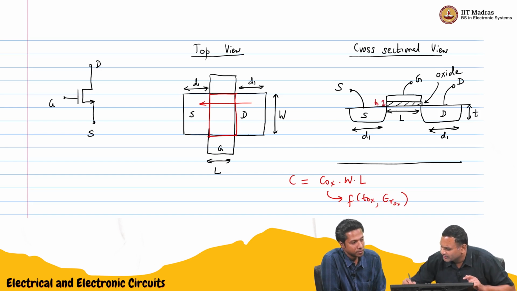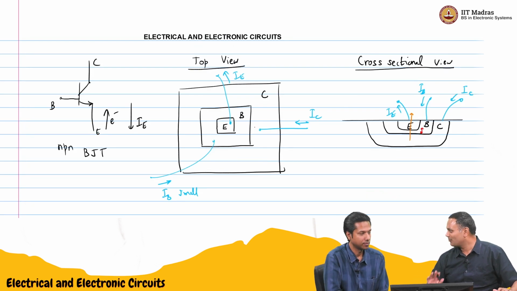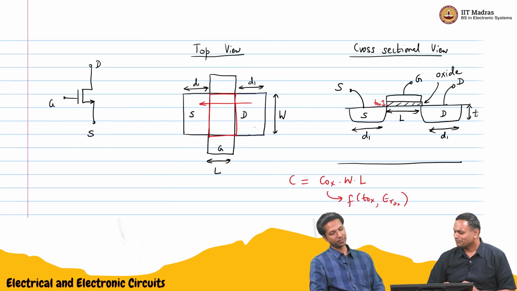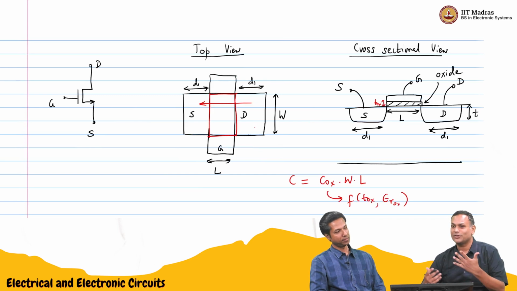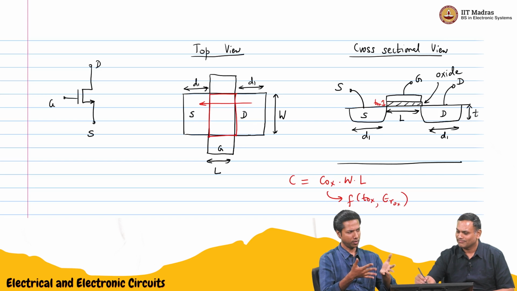So we can keep going, but for the BJT we only went to this level, and we'll stop here for the MOSFET also. I hope the students have got a good feel for the structure. If you need more, you can read standard textbooks.